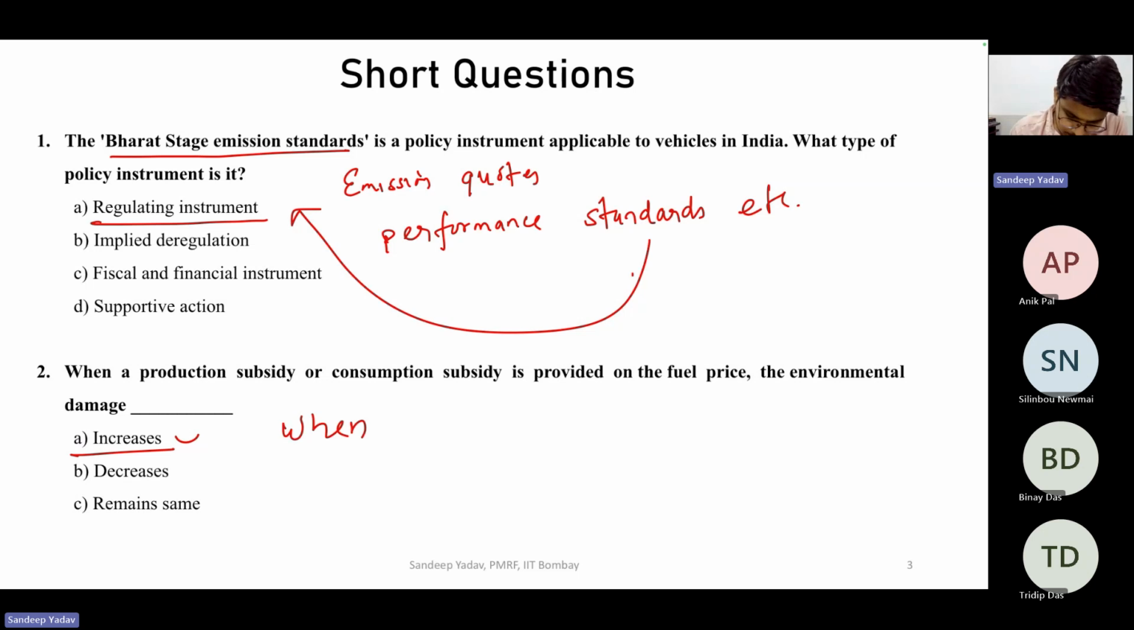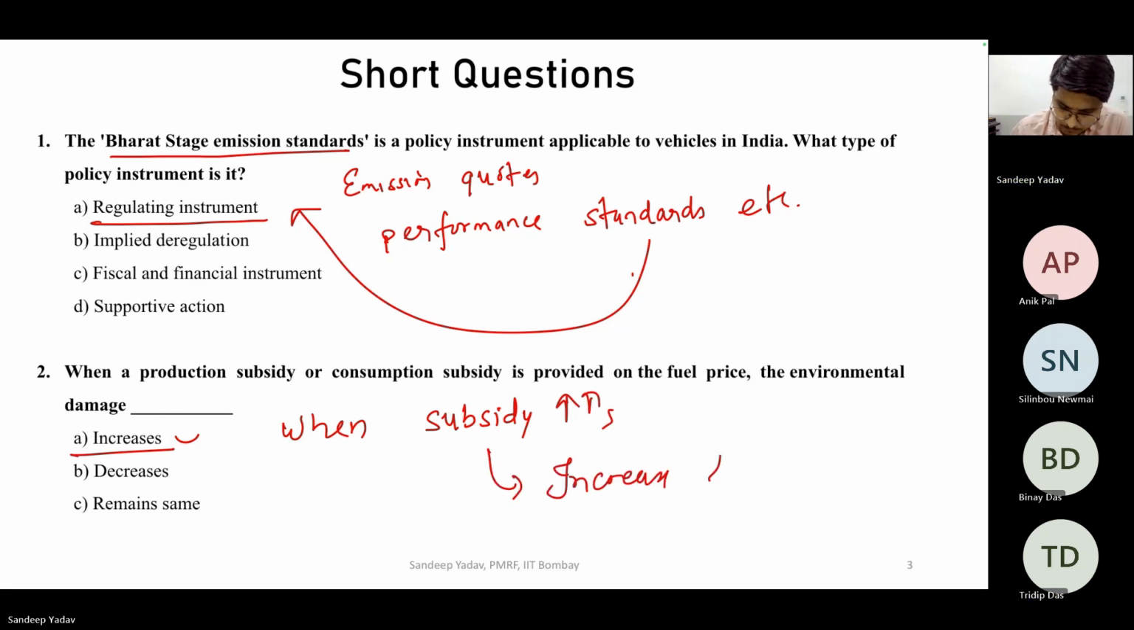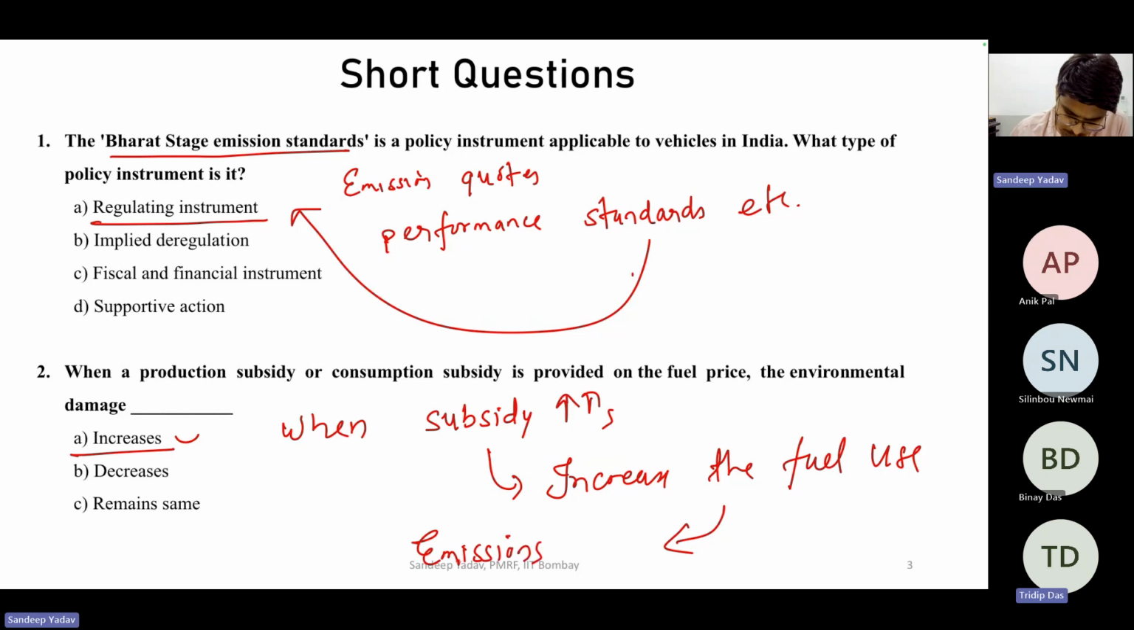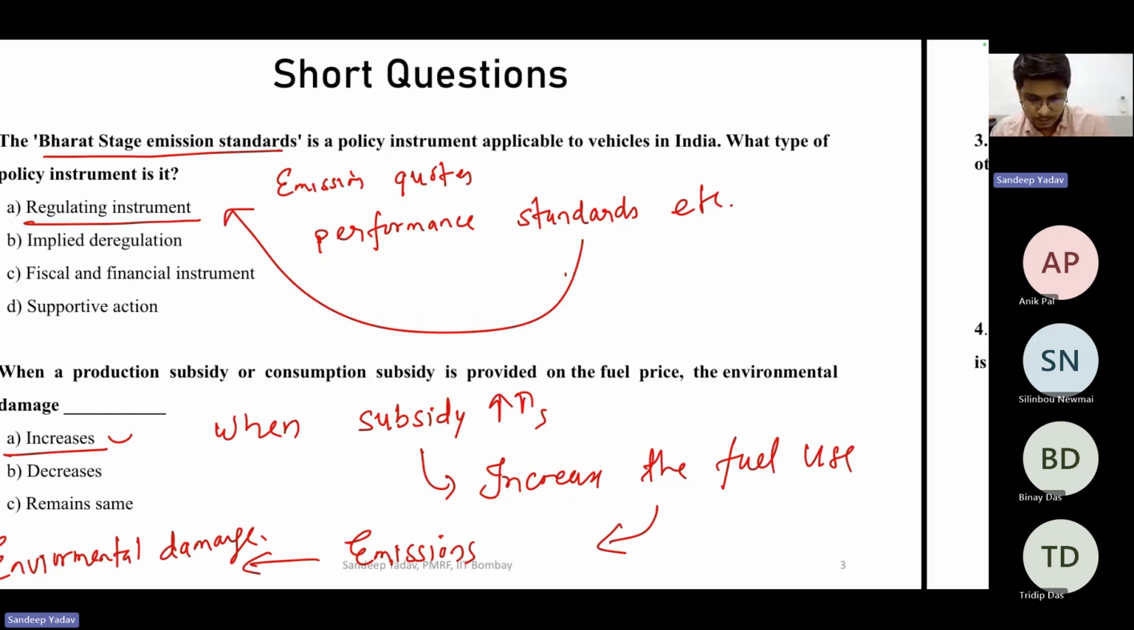When a subsidy increases fuel use, subsequently it increases emissions, and then it increases environmental damage. I hope these two questions are clear.